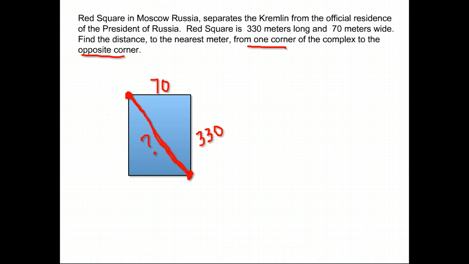Okay, so one thing we might take a look at is what shape did we end up with? What shape did we end up with when we take into account the length and the width and then the distance across the courtyard? What kind of a shape do we have? We have a right triangle, and anytime you have a right triangle, what can you use to find one of the missing sides? If you have two of the sides, we have something we can use to find that third missing side. What can we use?